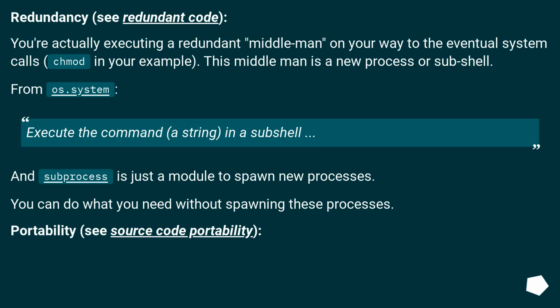Redundancy. See redundant code. You're actually executing a redundant middleman on your way to the eventual system calls, chmod in your example. This middleman is a new process or subshell. From os.system: execute the command, a string, in a subshell. And subprocess is just a module to spawn new processes. You can do what you need without spawning these processes. Portability. See source code portability.